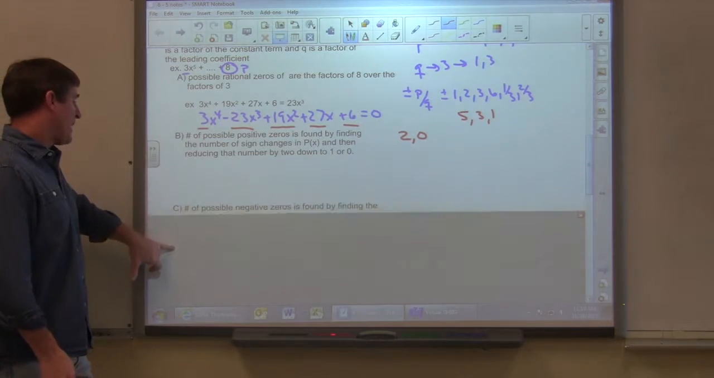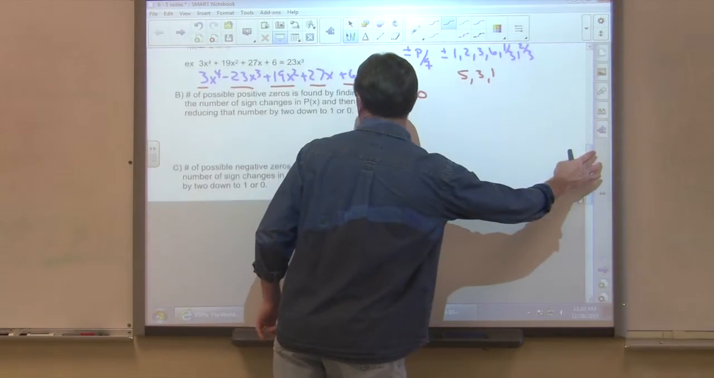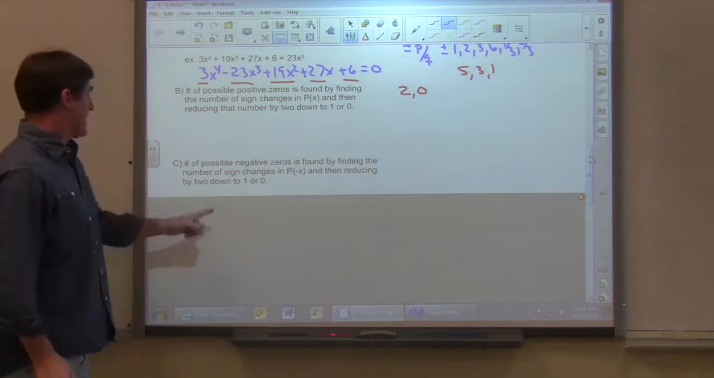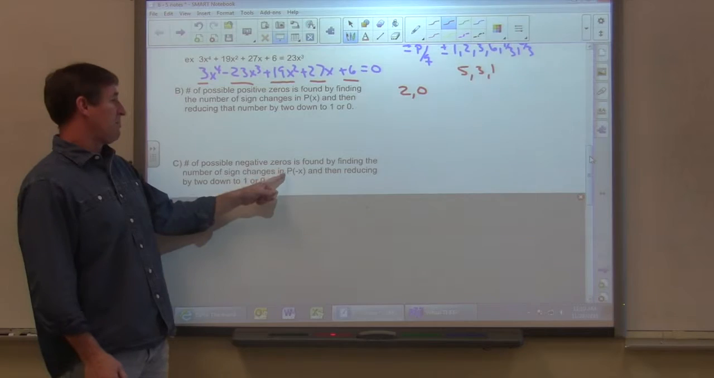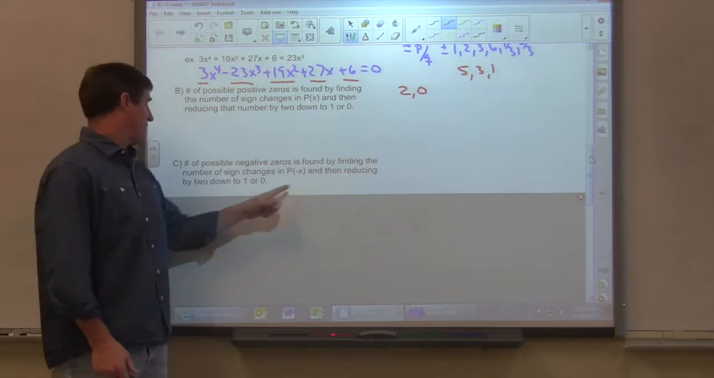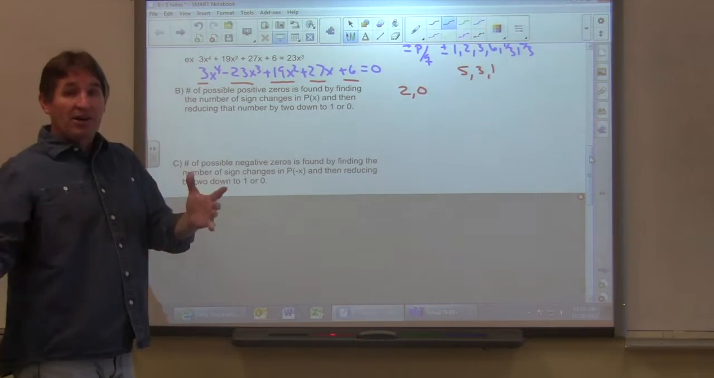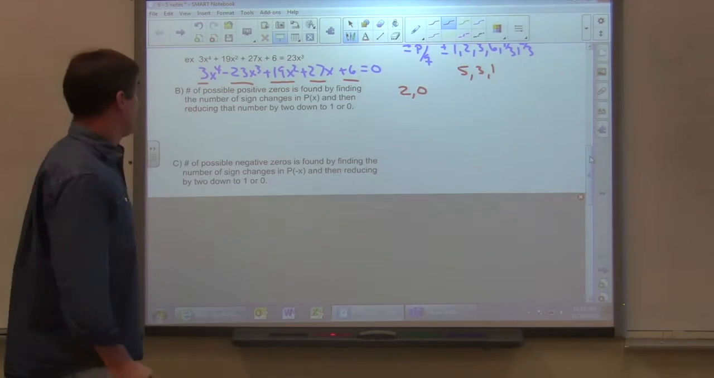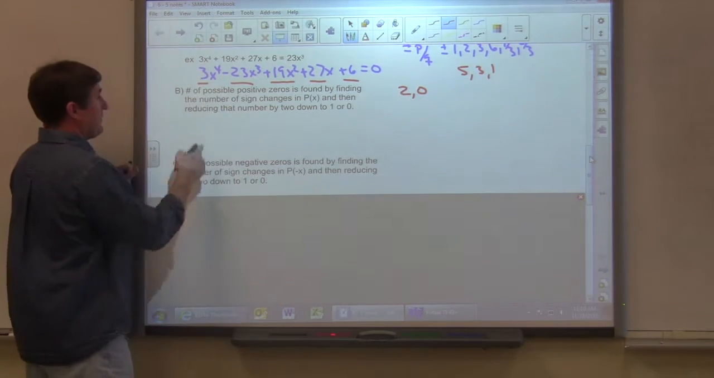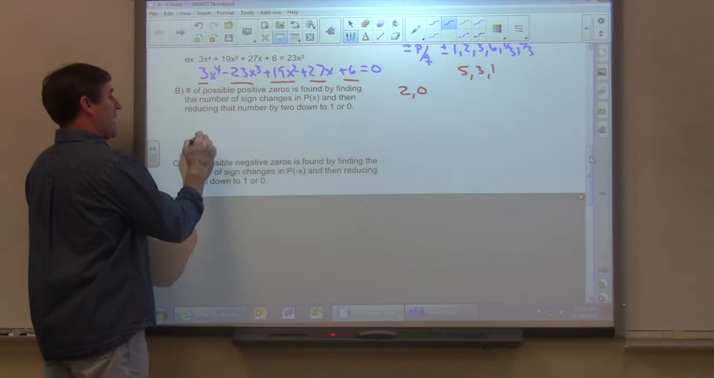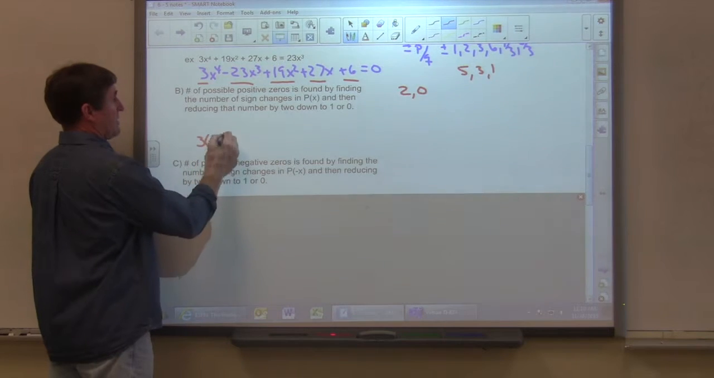To find the number of possible negative zeros, and this causes a little bit more problems for people, it says the number of possible negative zeros is found by finding the number of sign changes in p of negative x, and then reducing that number by 2 again until we get to 1 or 0. Now here's where people make mistakes when they do this. So what they're telling you to do, it says p of negative x. So that means if we go back to this, every time we come to x, we're going to replace it with negative x.